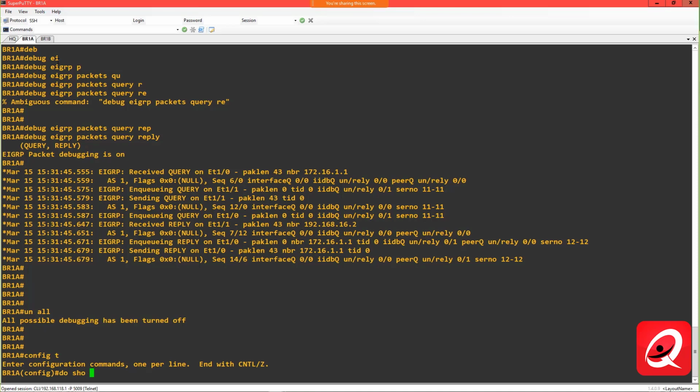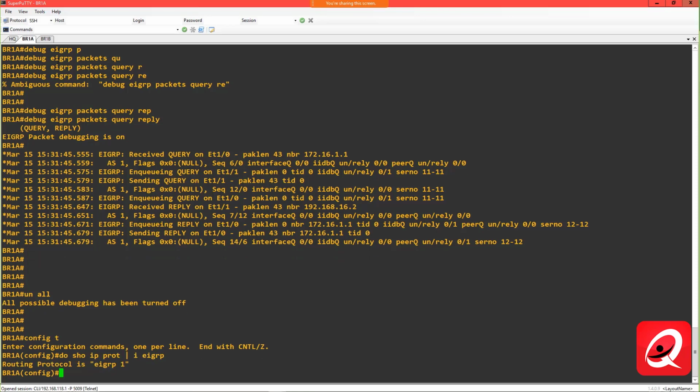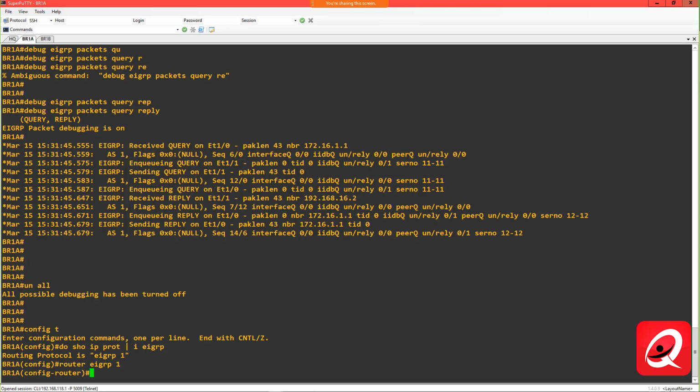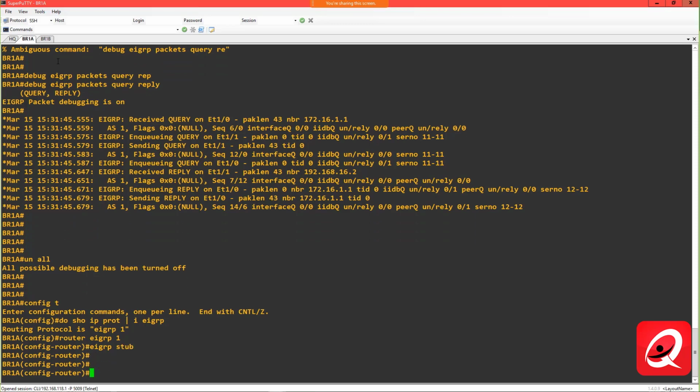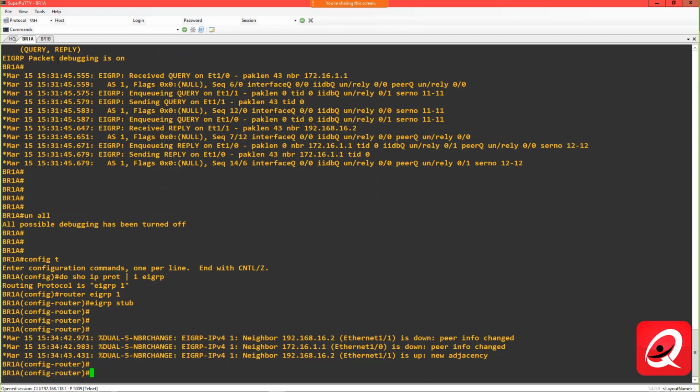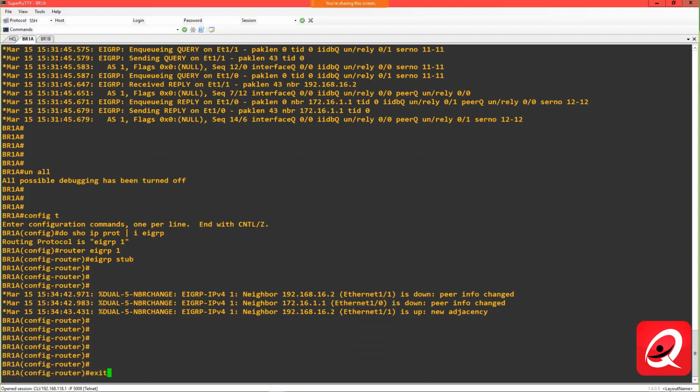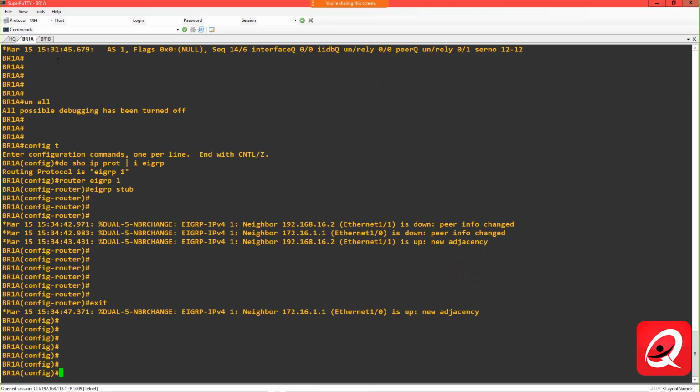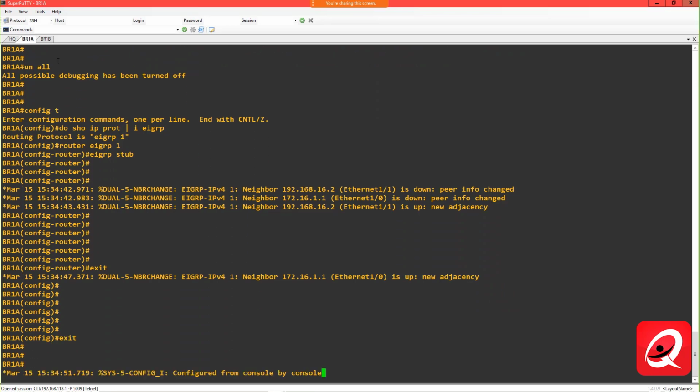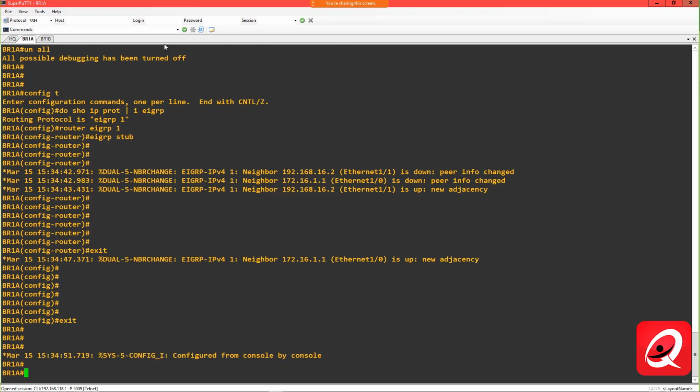Let me verify that. Show IP protocols, include EIGRP. Yeah, EIGRP 1. All right, so we're going to go into autonomous system number 1, and we're just going to simply execute the command EIGRP stub. That is literally the command that's necessary to configure this feature. All right. Now, you notice that the adjacency did reset. We didn't do a soft reset on the adjacency here. We did a hard reset.